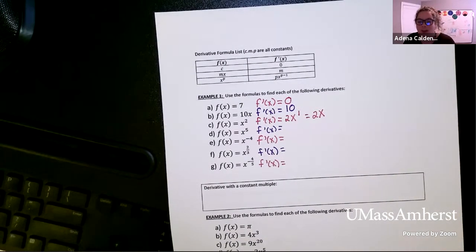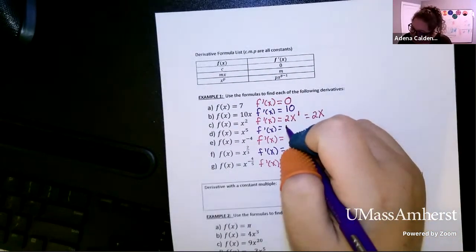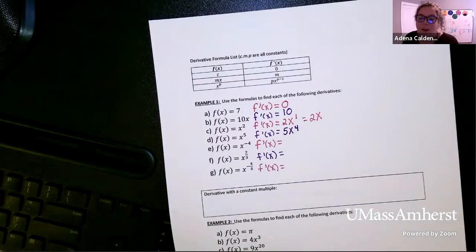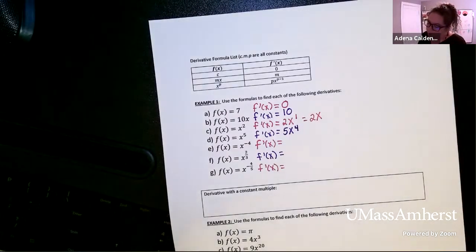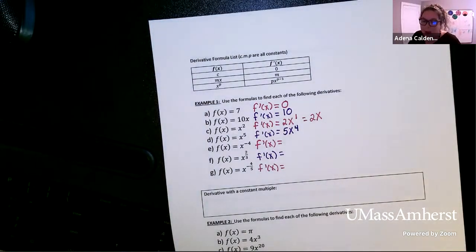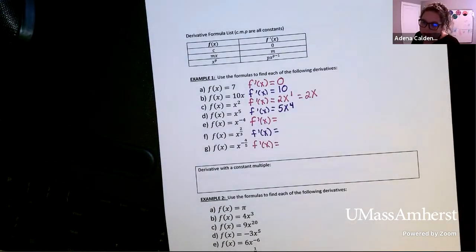For the next one, we have x to the 5th. So again, we're going to use that power rule. The 5 is going to come down, and we're going to subtract 1 from the power. So we get 5x to the 4th, okay? So for parts E, F, and G, we end up with powers that are a little bit more tricky algebraically. So we have to be careful when we're dealing with negative powers, with fractional powers, or negative fractions. So here we have x to the negative 4th.